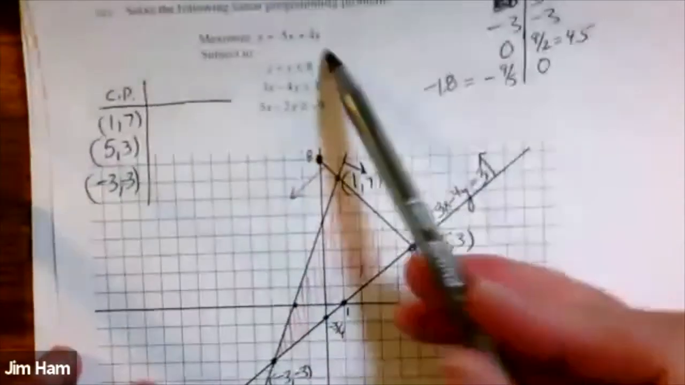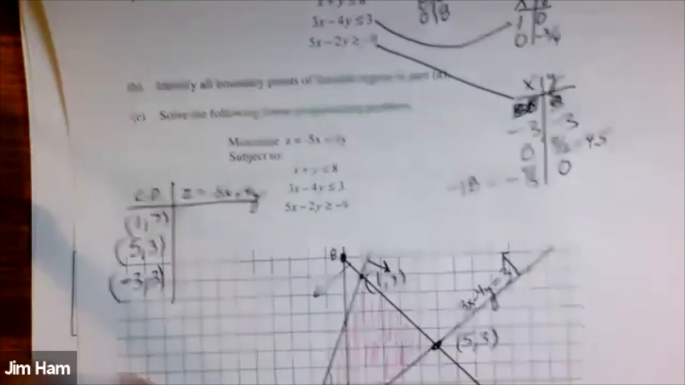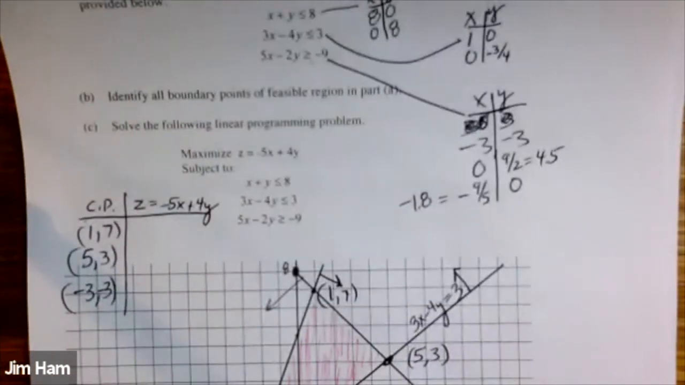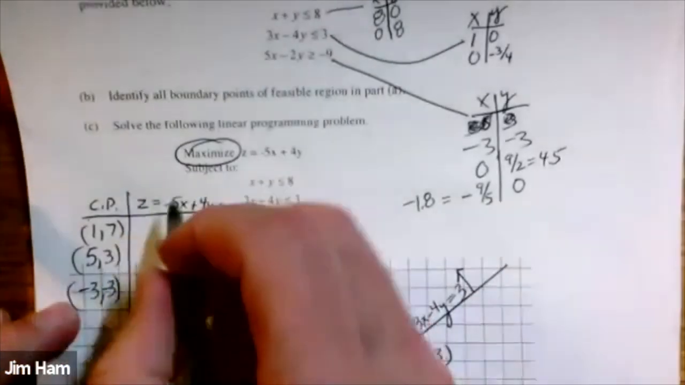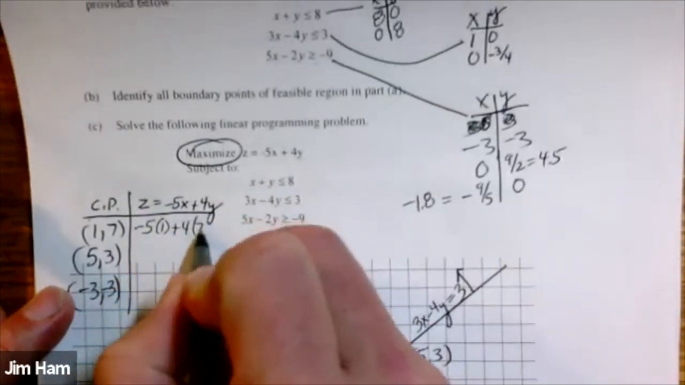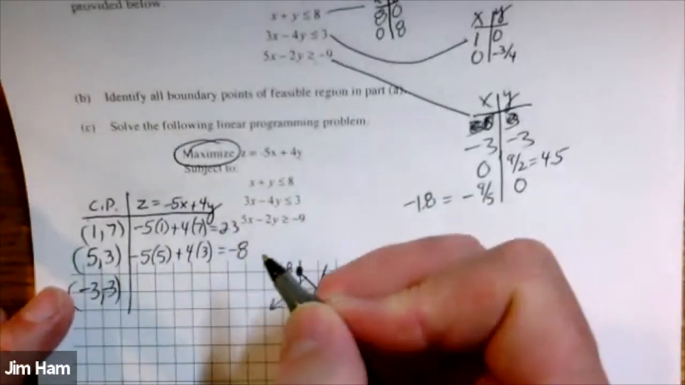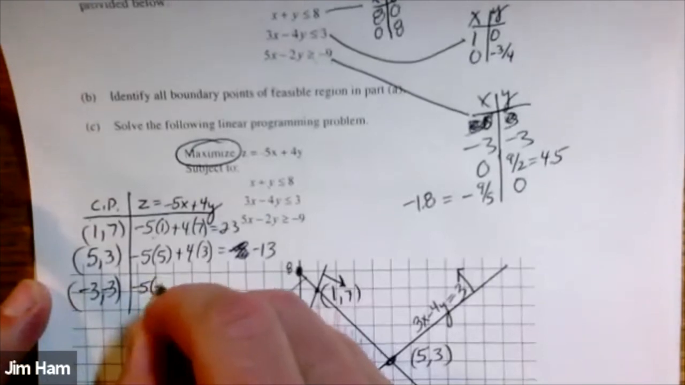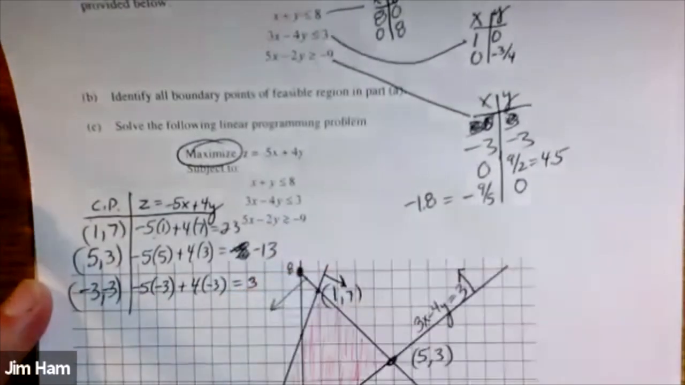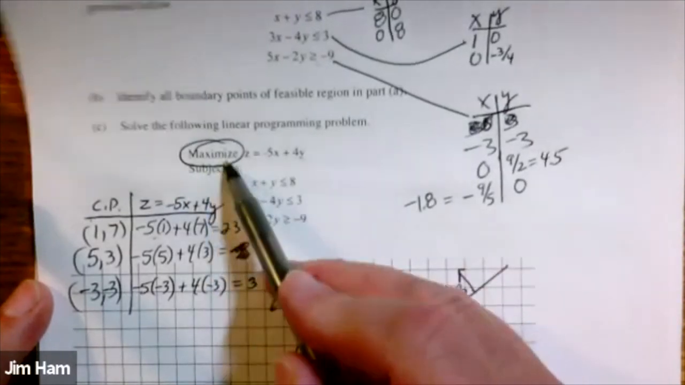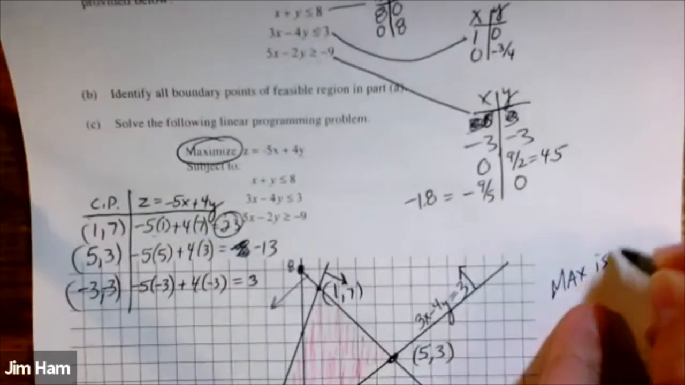All right, now we have to evaluate our objective function. In this case, it's a z, -5x plus 4y. And we're going to evaluate z for each of our 3 corner points. And since this problem is a maximize problem, we're going to choose the largest of the 3. So this one would be -5 times 1 plus 4 times 7. It's 23. This one would be -5 times 5 plus 4 times 3. It's -8. Nope. -13. -5 times -3 plus 4 times -3. 15 minus 12, that's 3. When you compare 3, -13, and 23, the largest of those numbers is 23. So off to the side, we're going to say the max is 23.